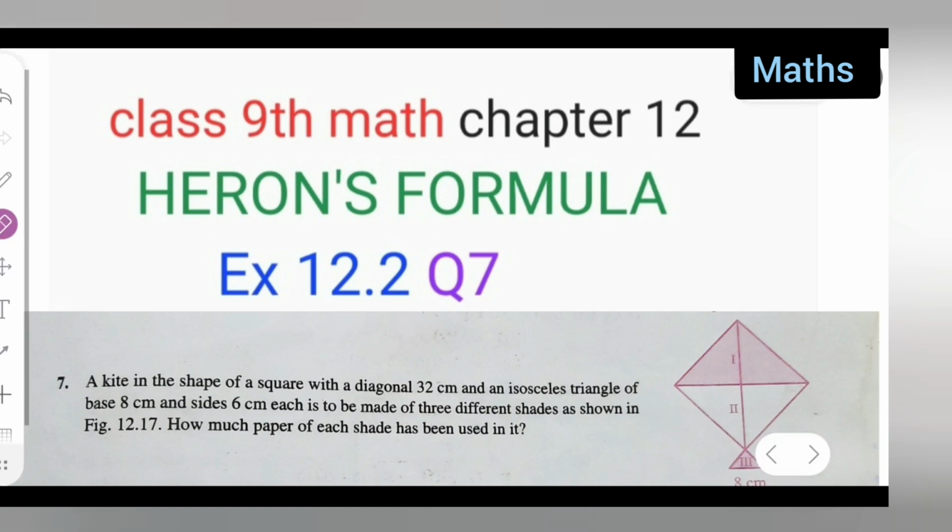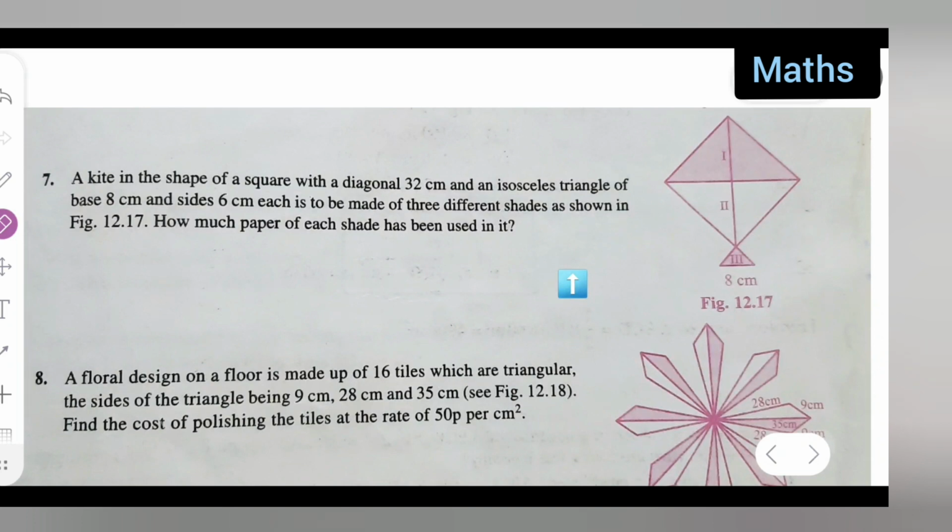So let me start. First I'll take down the question. What is the question? A kite in the shape of a square with a diagonal 32 cm and an isosceles triangle of base 8 cm and side 6 cm. Each is to be made of three different shades as shown in figure 12.17. Here you all can see figure 12.17. There are two different shades. How much paper of each shade has been used in it?